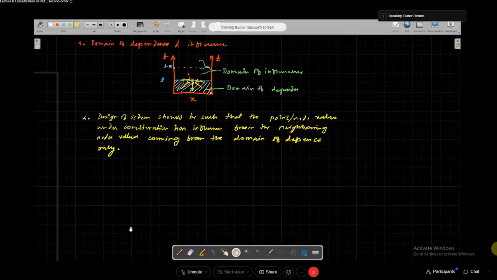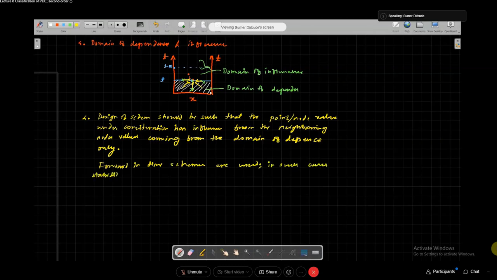Again, one thing is that most of the schemes used are forward in time. And in such cases, stability may be a concern.